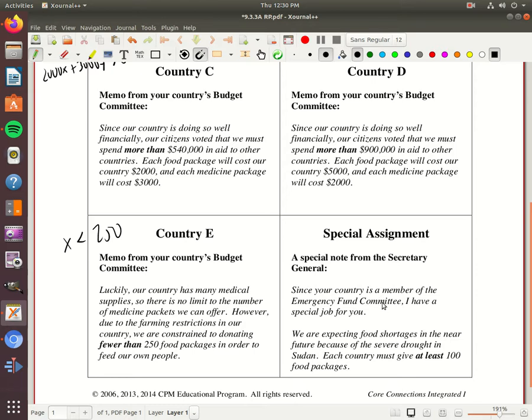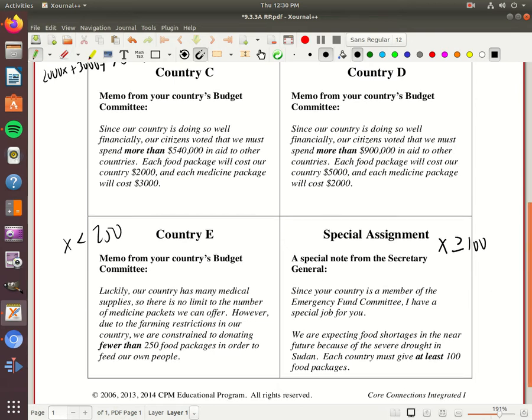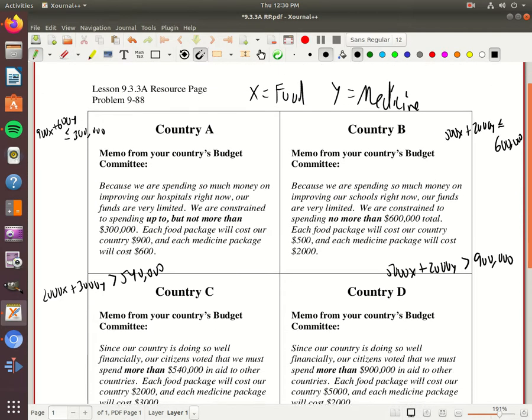Since your country is a member of the Emergency Fund Committee, I have a special job for you. We're expecting food shortages in the near future because of the severe drought in Sudan. Each country must give at least 100 food packages. So again, we're not worried about Y for medicine, but the X has to compare to 100. It can be more than 100 or exactly 100, but it can't be less than 100. So what we have is these 6 countries right here.